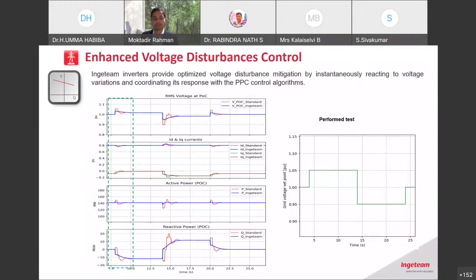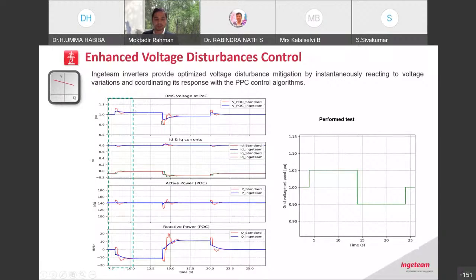Okay, so finally, another requirement is enhanced voltage disturbance control. For example, when you do a voltage step test, if the grid voltage is moving from 1 pu to 1.05 and coming back from 1.05 to 0.95, how is your plant reacting to the grid voltage movement? As you can see here, the red line is like a normal inverter, and the blue one is the grid-forming inverter. As you can see, the steps are very smooth.